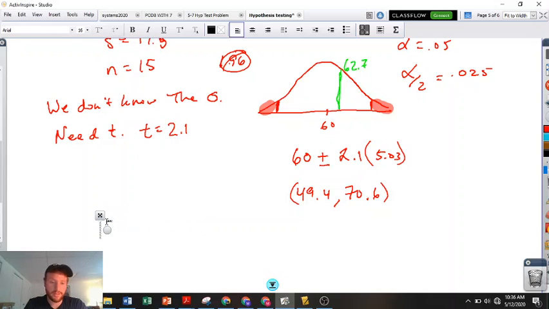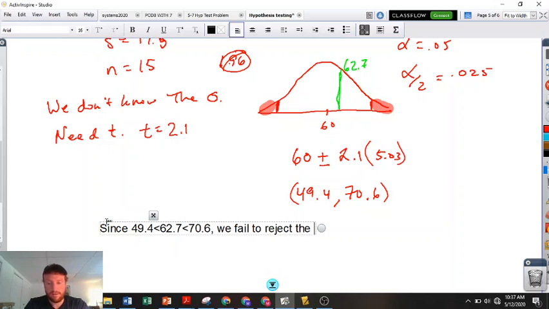Well, really, check this out. Here's some math notation for you. Since 49 is less than what we got, which is less than 70.6, we failed to reject the null.